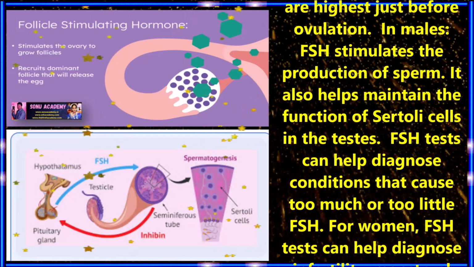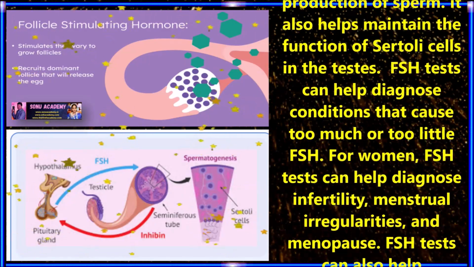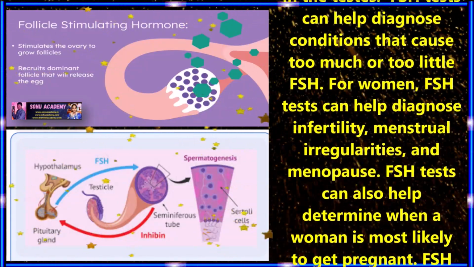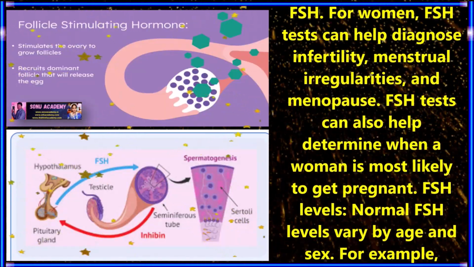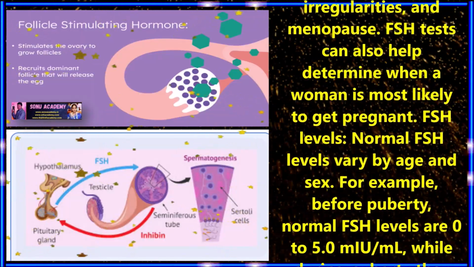FSH test. Let us see how the FSH test works. The FSH test can diagnose conditions that cause too much or too little FSH. For women, the FSH test can help diagnose infertility, menstrual irregularities, and menopause. It can also determine when a woman is most likely to get pregnant.